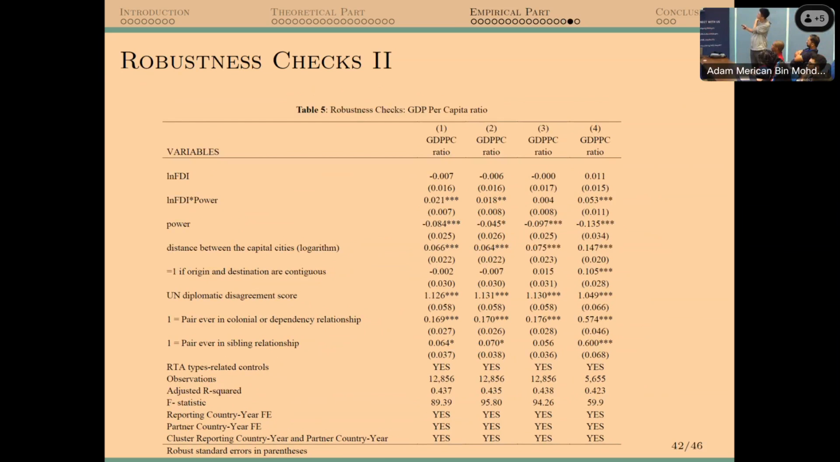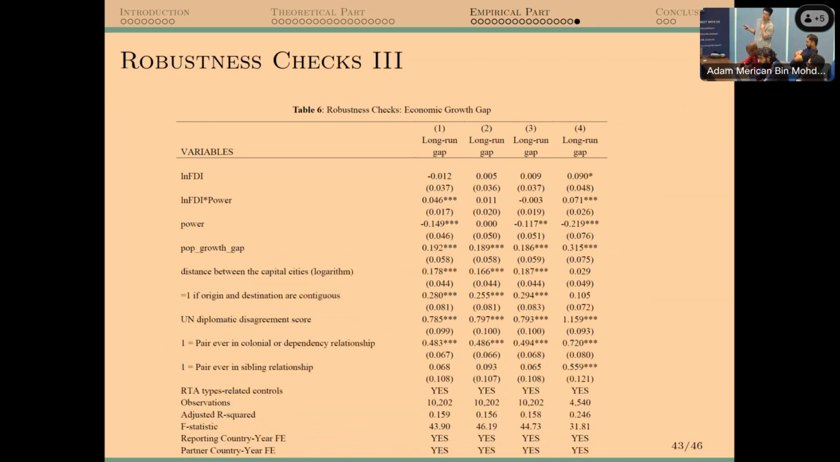Unfortunately, we didn't find a significant negative coefficient on FDI, but we do find a positive coefficient on the interaction term. Which means that if the South country has negotiation power over the North one, then the FDI would cause economic divergence between the two countries. And the result is pretty much similar when we change the dependent variable to the five-year rolling economic growth.